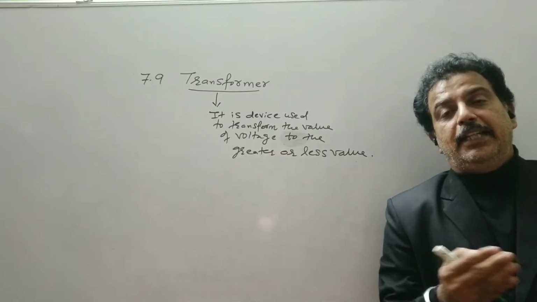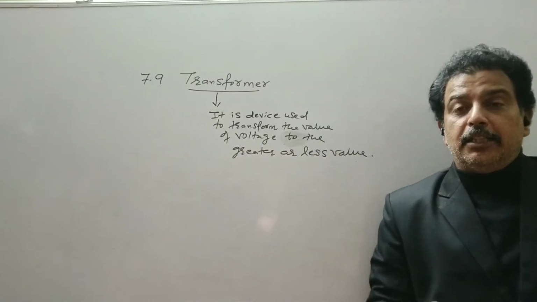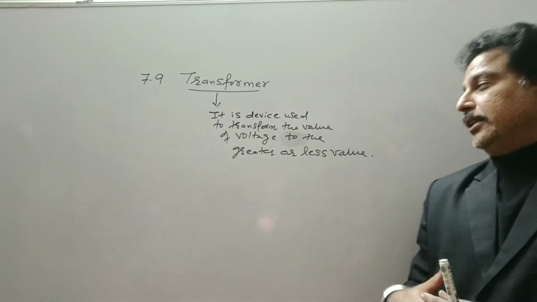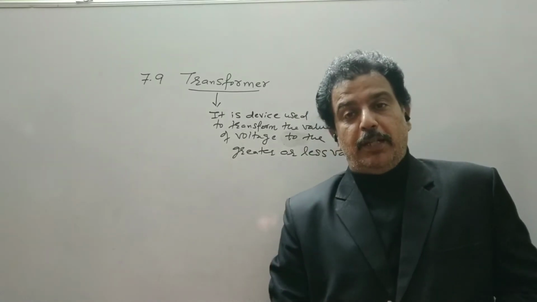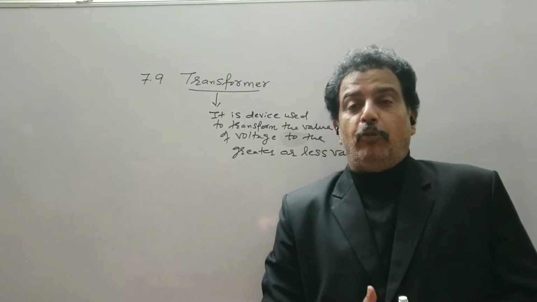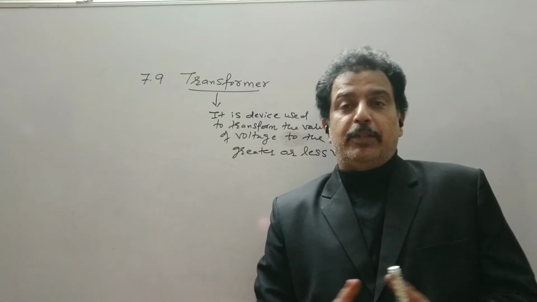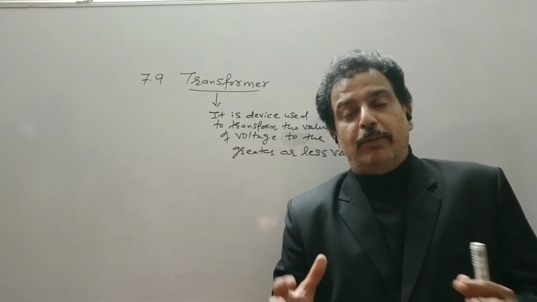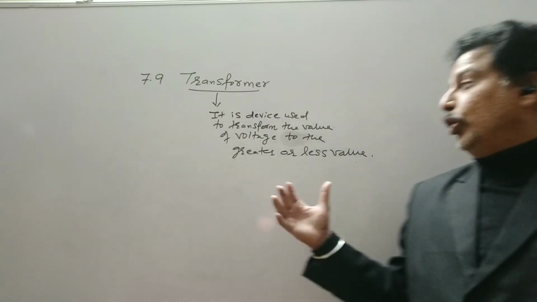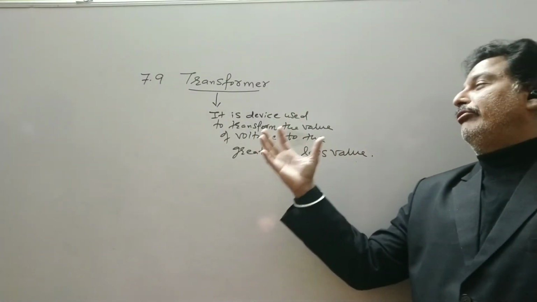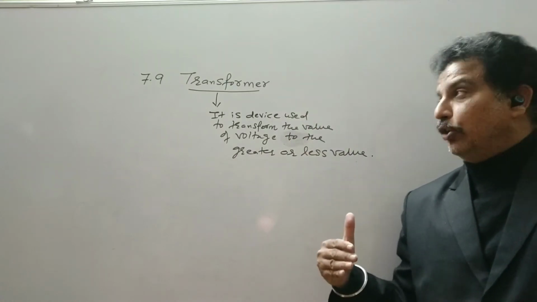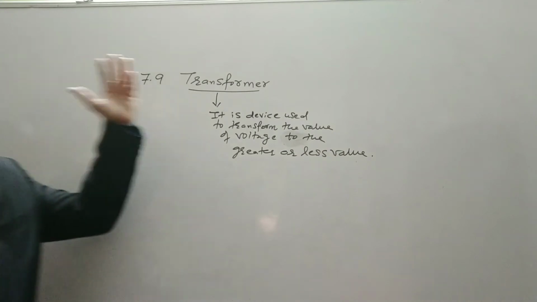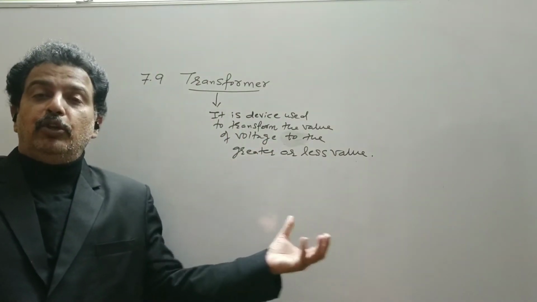Now if you want to increase the voltage to more than 220 volts, suppose, then it is called a step up transformer, and if you want to decrease the voltage it is called a step down transformer. So there are two types of transformer depending upon the application. Either you want to increase the value of the voltage or you want to decrease the value of the voltage. Now what is the need of a transformer? Why are you required to increase or decrease the value of the voltage?